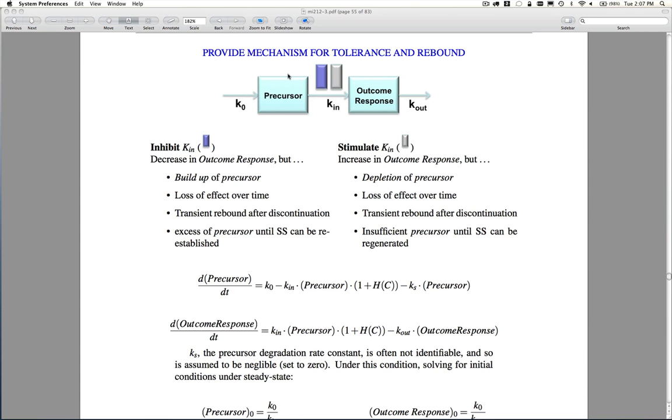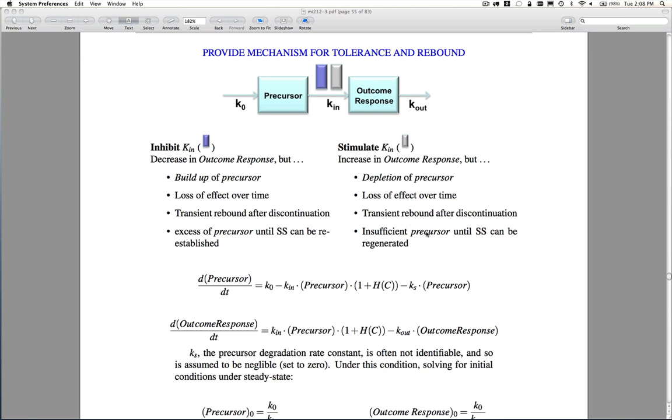In this case, you're now removing precursor pool because you're pulling more of it out. You're stimulating its turnover from the precursor into the outcome response. Similar effect is that you lose your outcome response over time. When you remove the drug, you have this transient decrease in the available precursors, and so again there's a rebound in response, and so you're actually going to dip then below your original value because you don't have enough precursor to produce what you were producing to begin with.